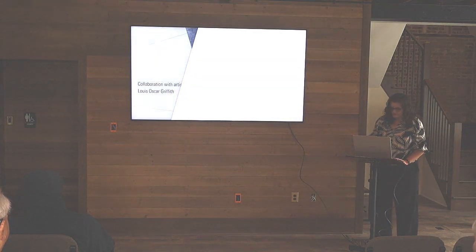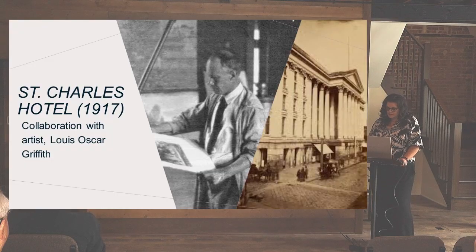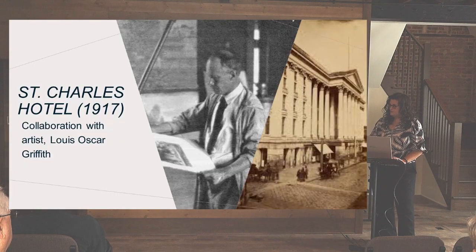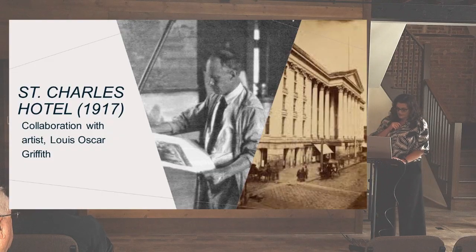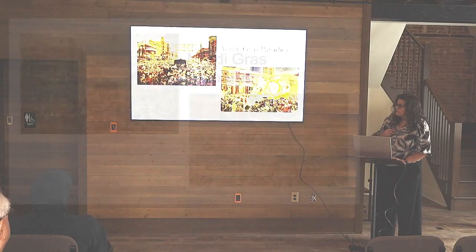But one of Grafton's most notable early public commissions came in 1917 when he collaborated again with Griffin on murals for the St. Charles Hotel. It's the historic one that was demolished in 1974, not the current one that is there today. The murals hung in their second floor gallery. They depicted vibrant New Orleans scenes like Mardi Gras.